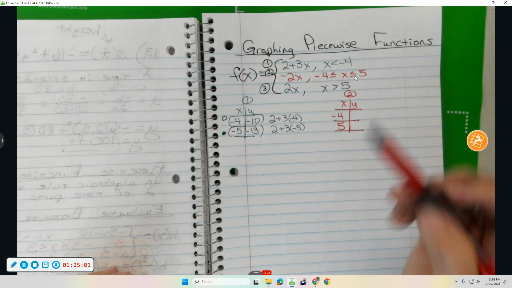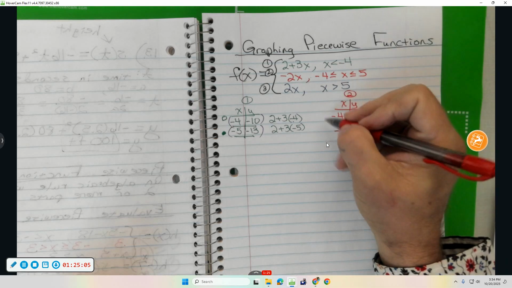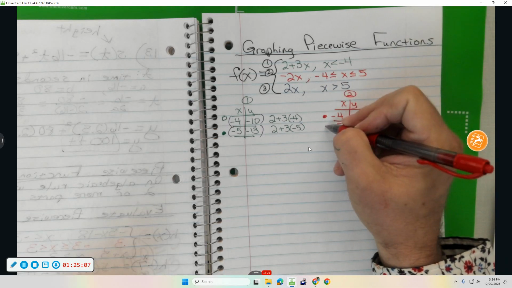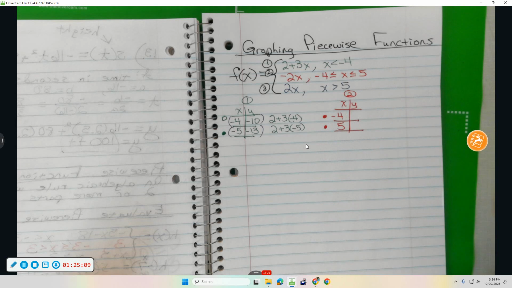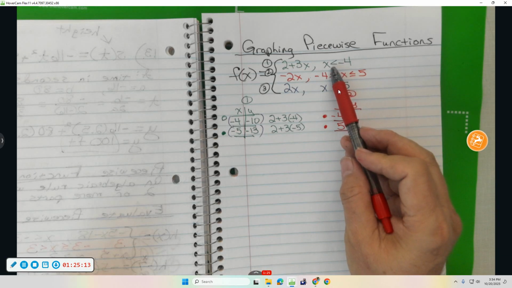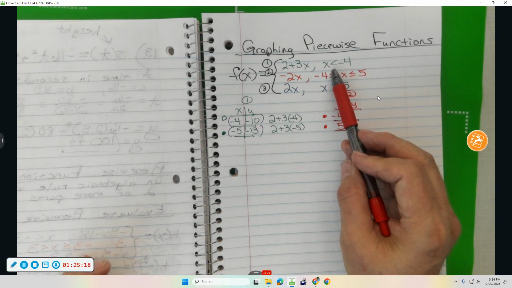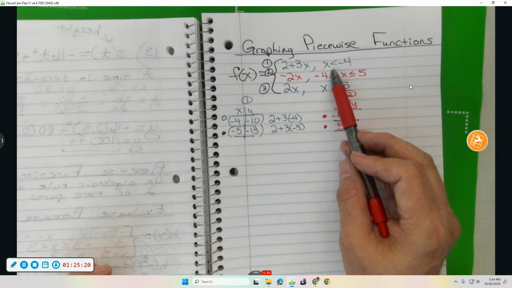They both have equal signs, so these are regular closed dots. The only time you have an open circle is when you're plugging in a number, a cut point, for which there's no equality. That's the only time you'll have an open circle on the graph.